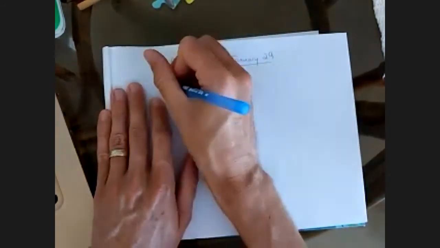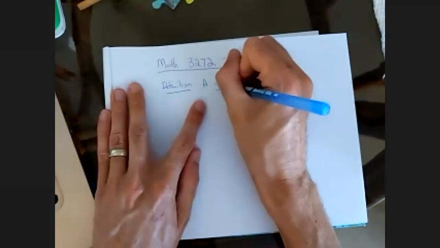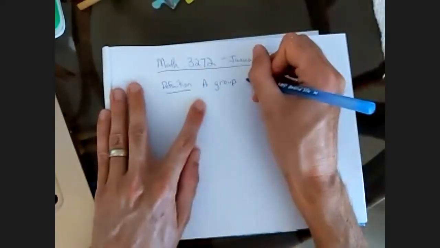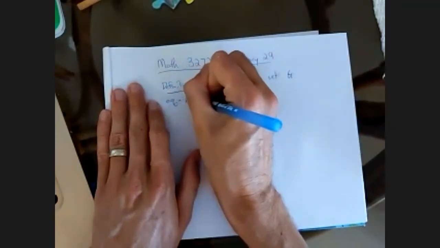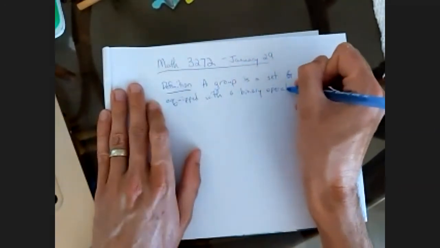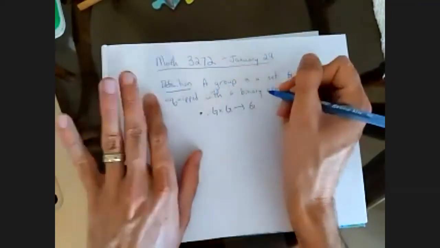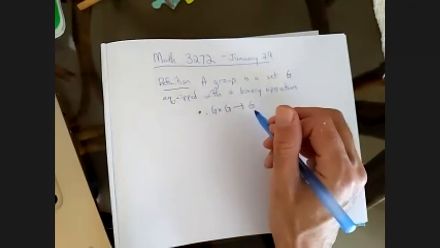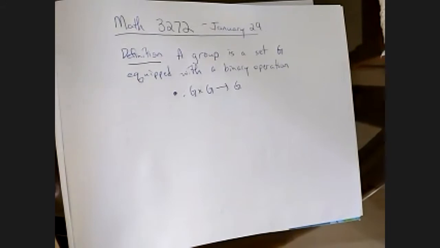So let's remind ourselves what a group is. A group is a set G equipped with a binary operation, call it times if you want. The input into the multiplication is two elements of G, and it gives you back an element of G. I wonder if I should zoom in.